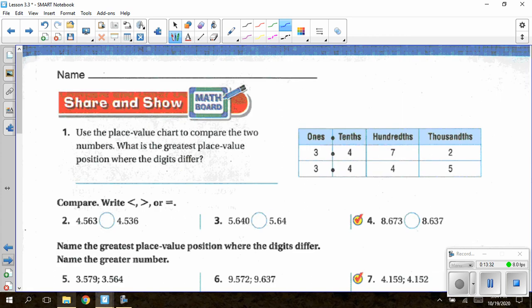Moving on to the next page, under the share and show. So again, number 1, they gave us a place value chart for us to easily be able to compare. And we need to figure out what is the greatest place value position where the digits differ. So if I look at my 2 numbers, I see that the ones place is both the same, the tenths place is both the same, but now the hundredths place is where they are first different. So that is what they want us to show for question number 1. They want us to show that it is the hundredths place.